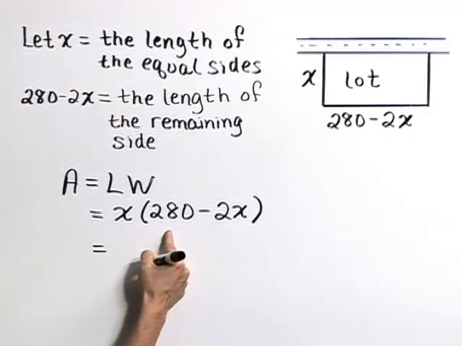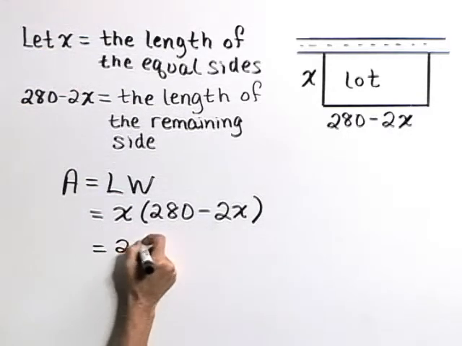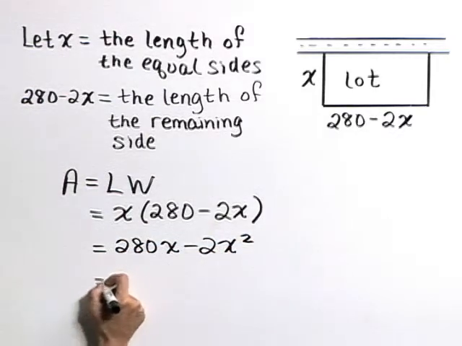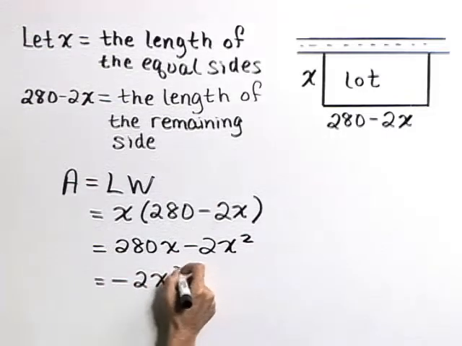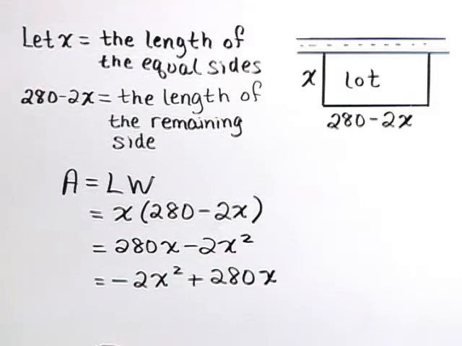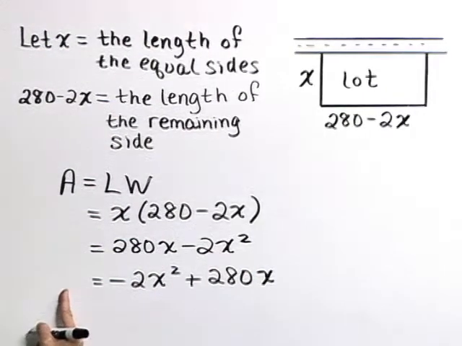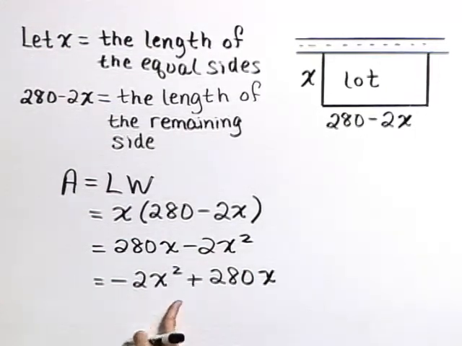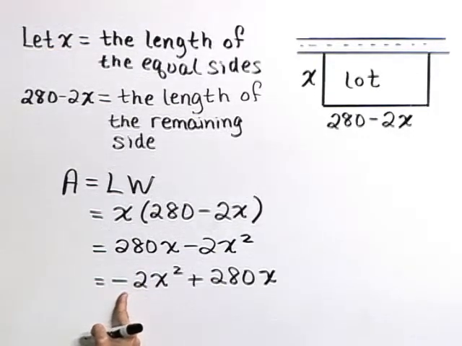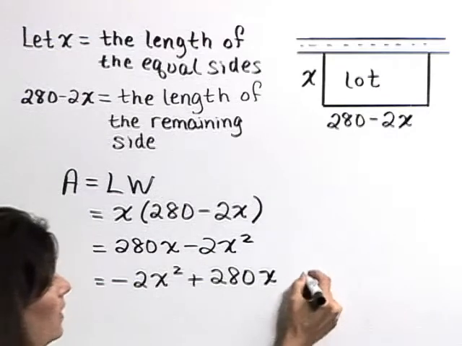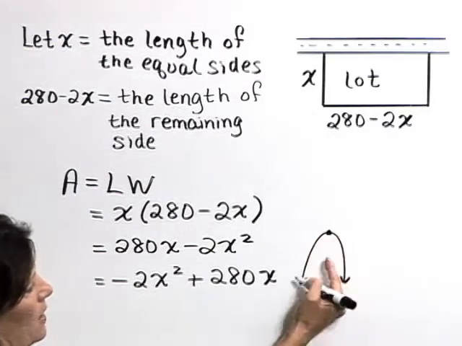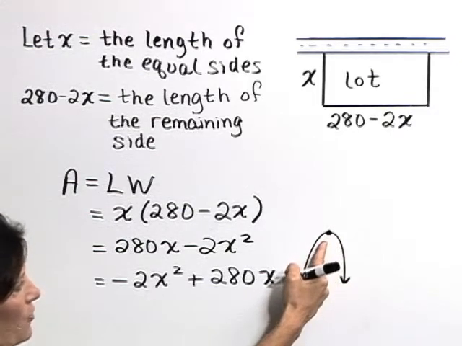Let's go ahead and multiply x through and write this as 280x minus 2x squared. I'm going to bring that negative 2x squared out into the front so that we can see this as an area function whose graph is a parabola. Notice our leading coefficient is -2, so this parabola, if we graphed it, is a downward opening parabola. And what we're doing here is looking for this vertex value.